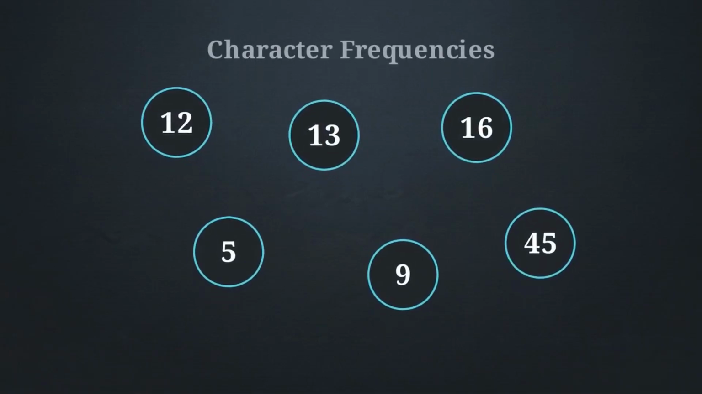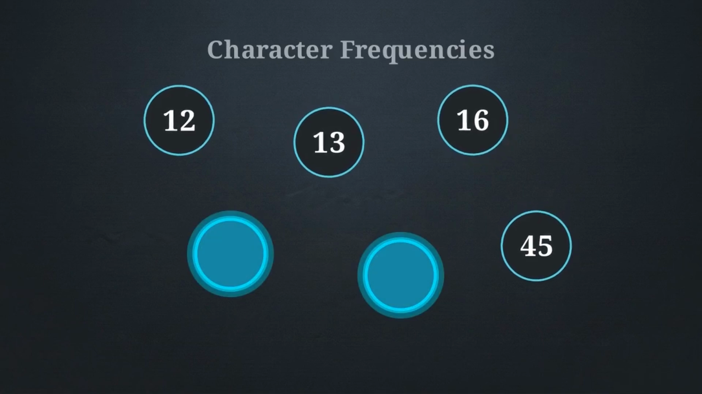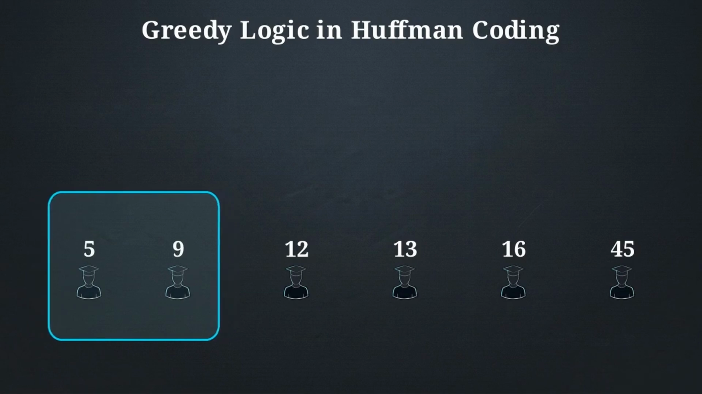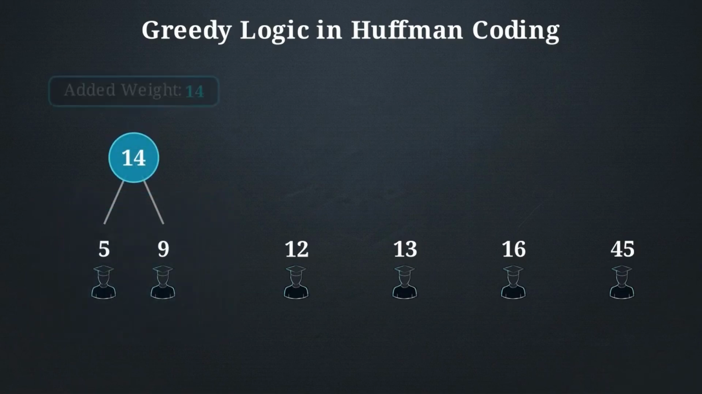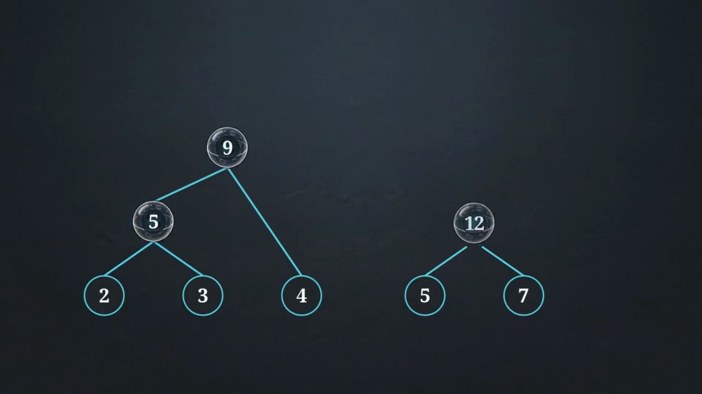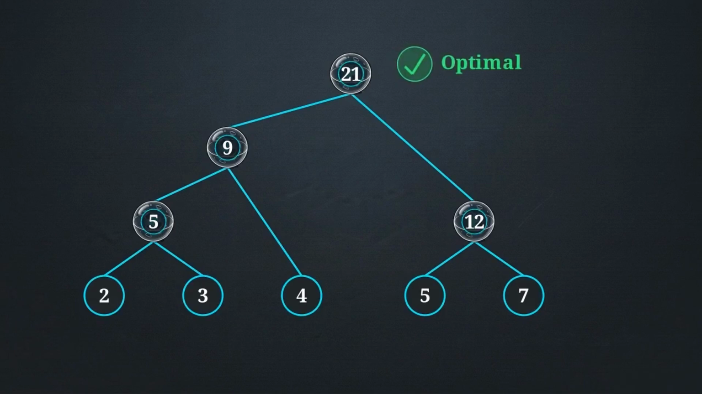This diagram shows what happens when we combine frequencies. If we pair the two smallest values first, we cause the smallest possible increase in the total weighted path length of the tree. This specific choice, made at every single step, ensures the resulting code is optimal.